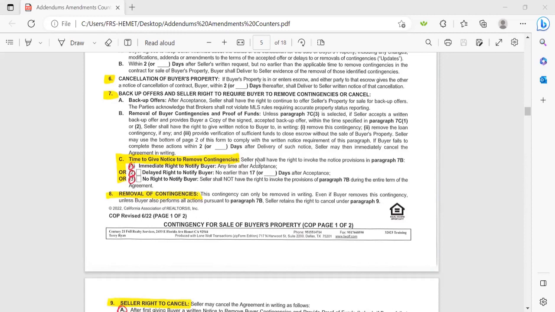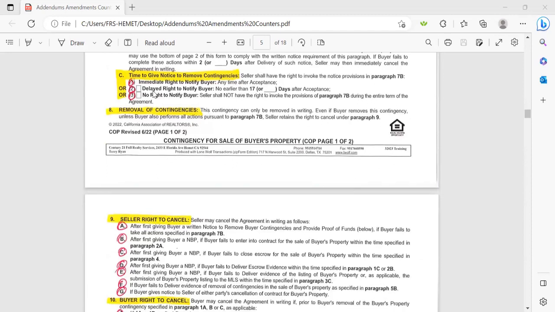Okay, time to give notice. So seller shall have the right to invoke the notice of 7B, which is to remove the contingency unless you receive an offer. Or they have a delayed right to notify the buyer no earlier than 17 days after acceptance, which is the regular 17-day contingency removal. Or they will have no right to notify buyer. Seller shall not have the right to invoke the provisions during the entire term of the contract.